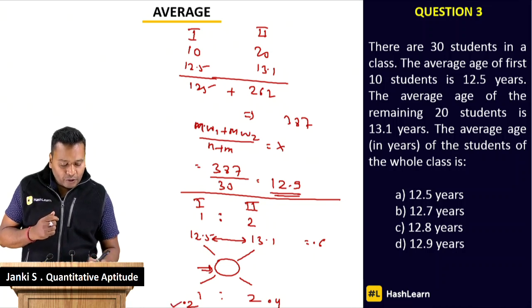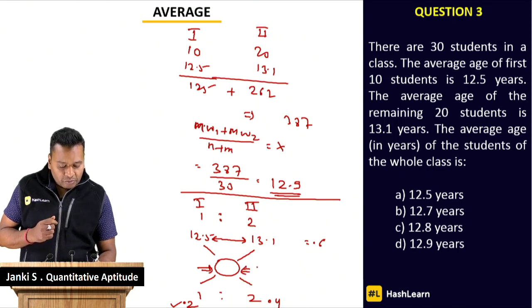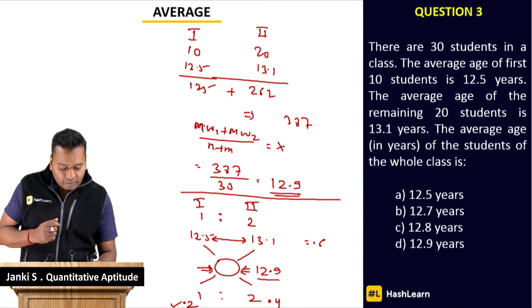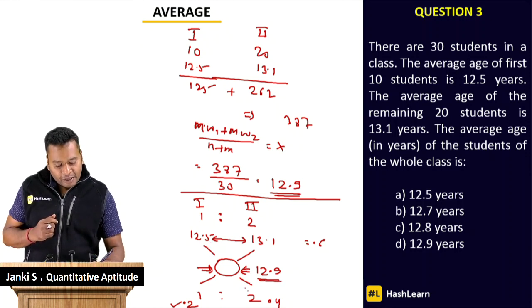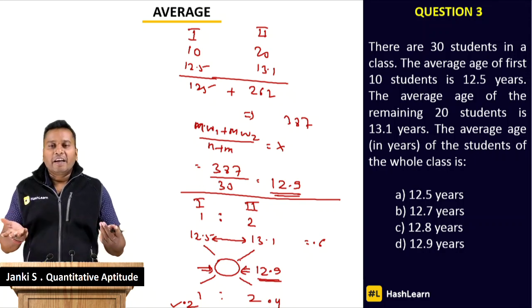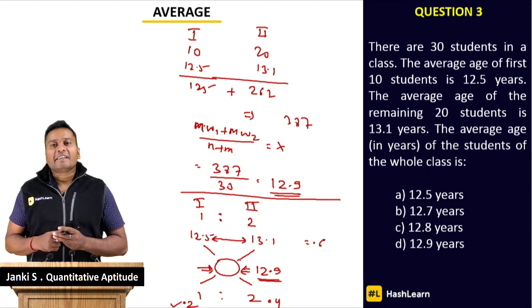So how much lesser than 13.1? 0.2 lesser than 13.1. That means the value is 13.1 minus 0.2, that's nothing but 12.9. My value is 12.9 here. Or is it 12.5 plus something? How much is that? 0.4. So 12.5 plus 0.4 is 12.9. The value is nothing but 12.9 here, right?